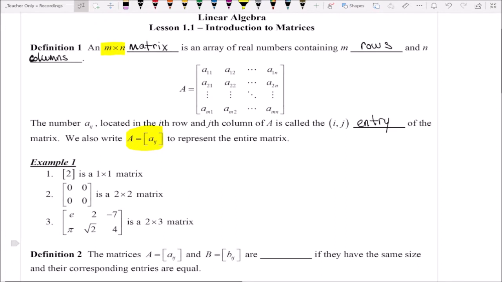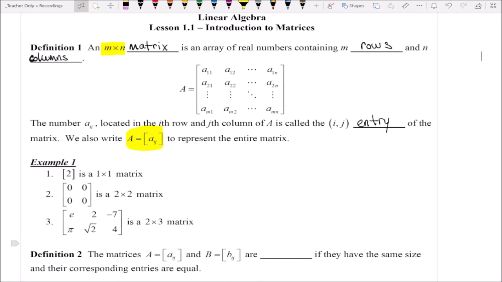For example, this right here is a 1 by 1 matrix. There's only one row and one column. This here is known as a 2 by 2 matrix. You have two rows and two columns, for a total of 4 entries. So the 1,1 entry is 0, the 1,2 entry is 0, the 2,1 entry is 0, and the 2,2 entry is 0. And down here we have a 2 by 3 matrix. We have 2 rows and 3 columns.